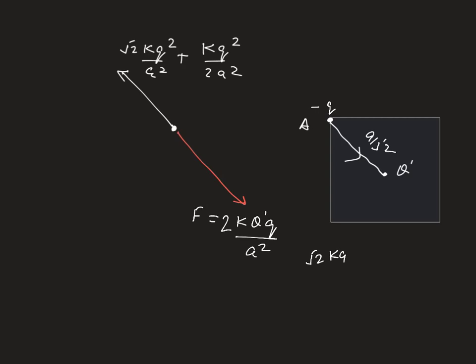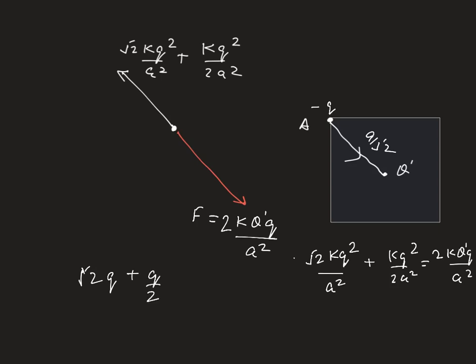Root 2 kQ squared upon a squared plus kQ squared upon 2a squared is equal to 2kQ dash Q upon a squared. You can notice that a squared is out of the scene, 1 k and 1 Q is out of the scene, so you will have root 2 Q plus Q by 2 is equal to 2Q dash, and hence you can find out the value of Q dash, and you have to remember that the sign is positive.